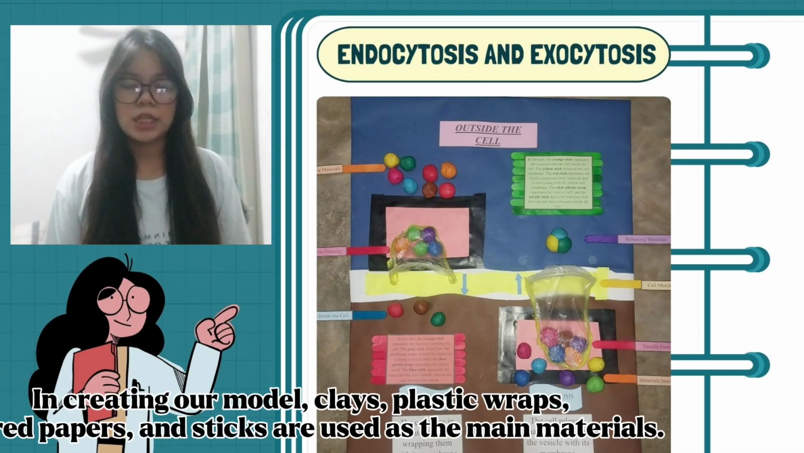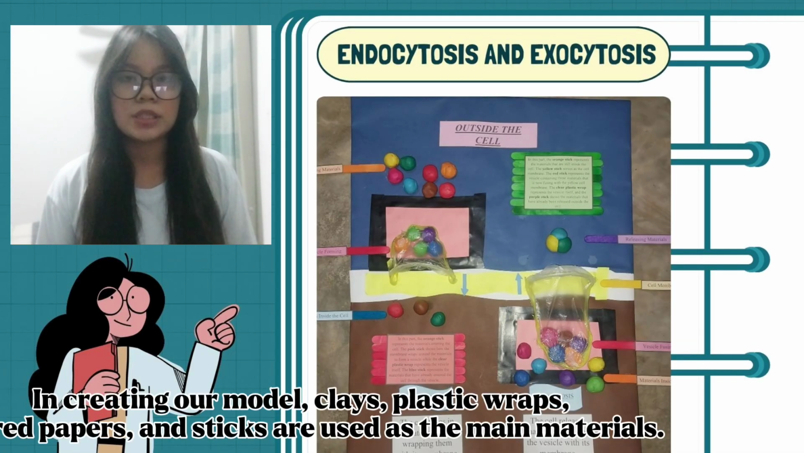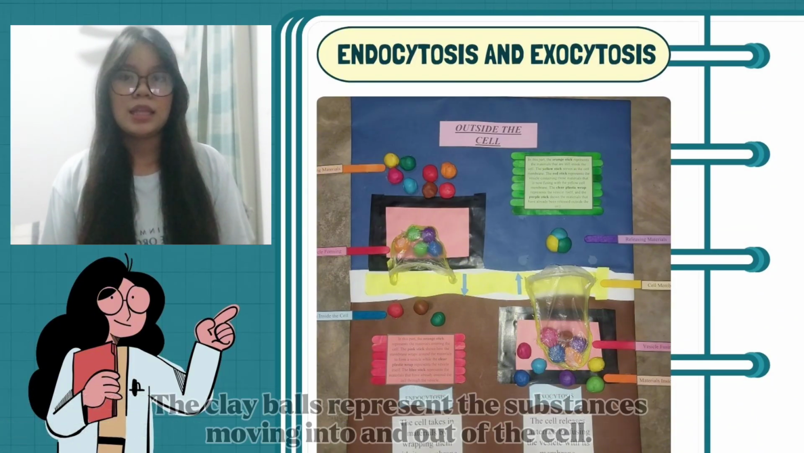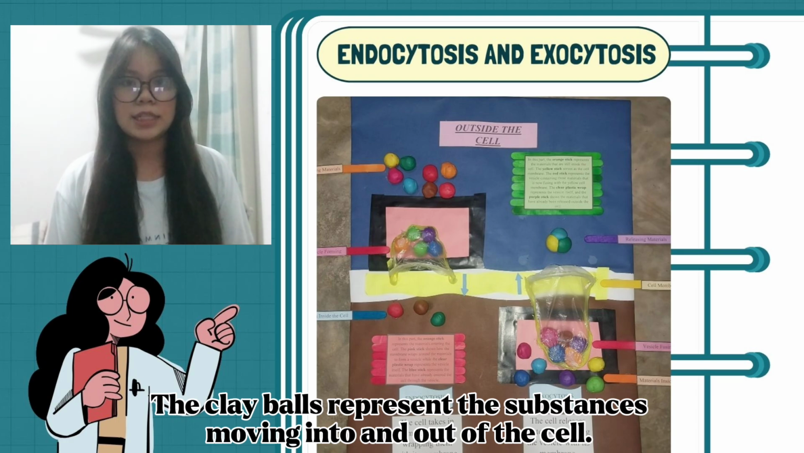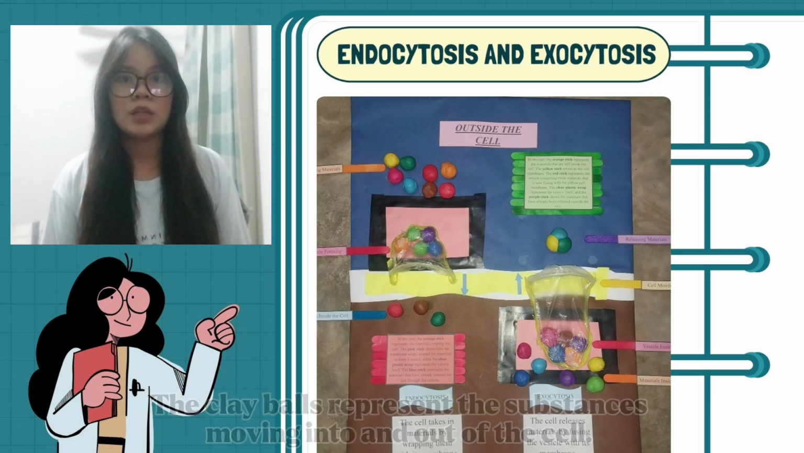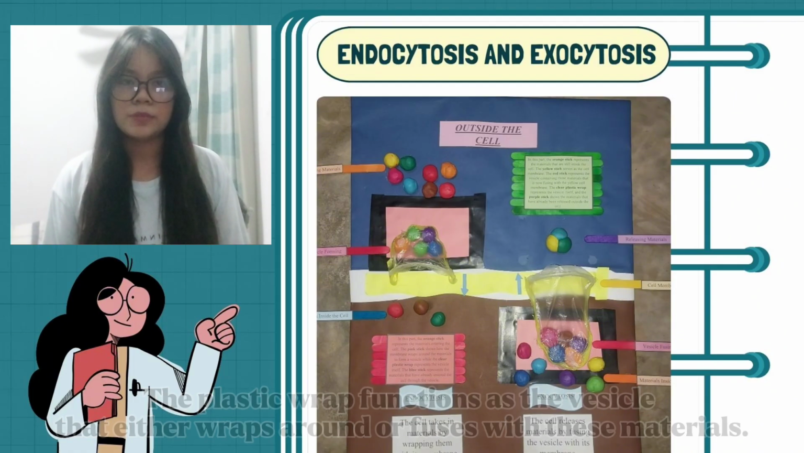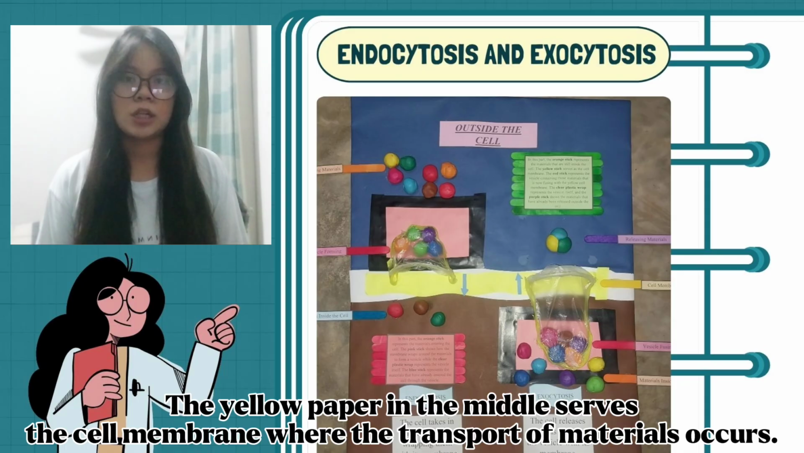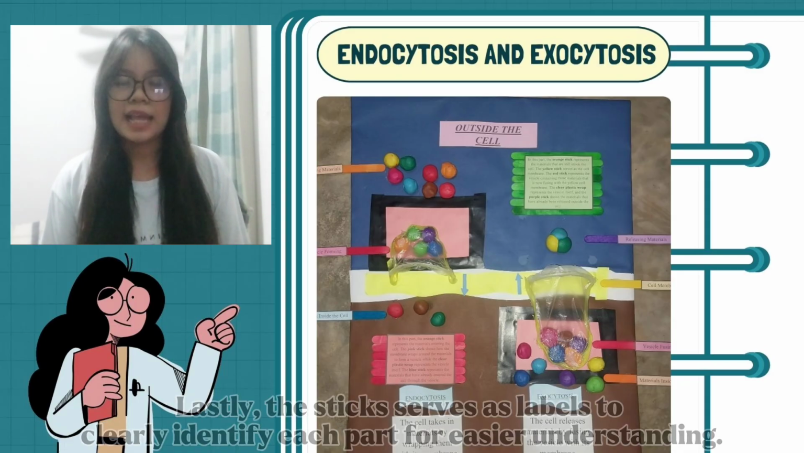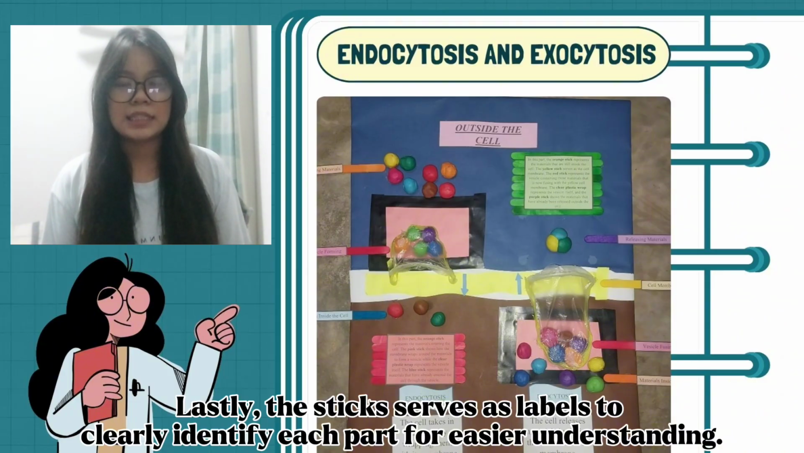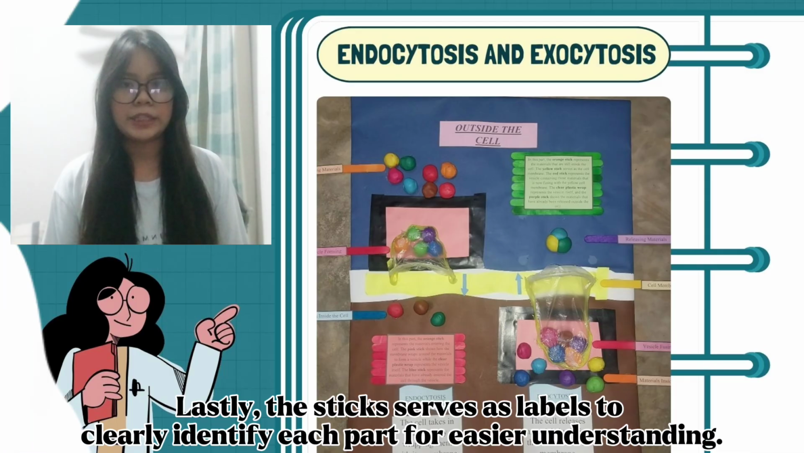In creating our model, clays, plastic wraps, colored papers, and sticks are used as the main materials. The clay ball represents the substances moving into and out of the cell, while the plastic wrap functions as the vesicle that either wraps around or fuses with these materials. The yellow paper in the middle serves as the cell membrane where the transport of materials occurs. Lastly, the stick serves as labels to clearly identify each part for easier understanding.